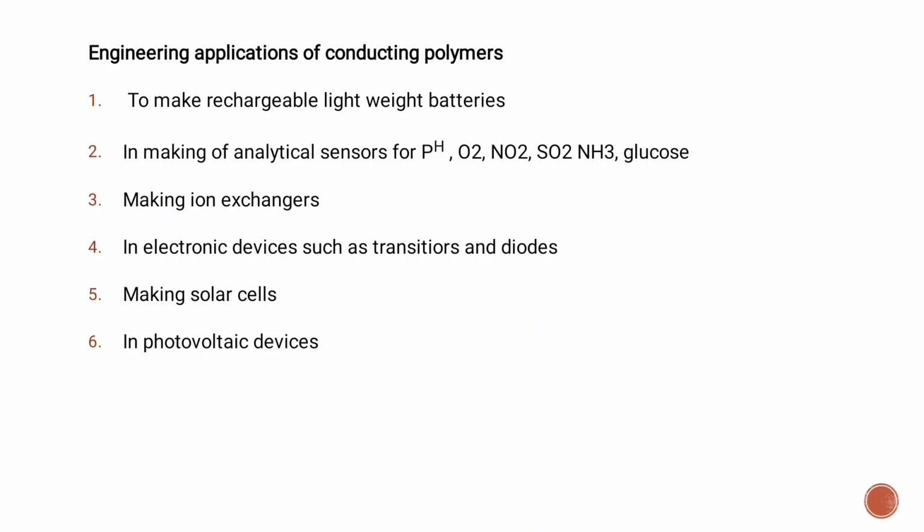Now I am going to discuss engineering applications of conducting polymers. There are several utilities of conducting polymers due to their better physical, chemical, electrical and mechanical properties, their light weight and easy processing. They can be used in making rechargeable lightweight batteries, analytical sensors for pH, O2, NO2, SO2, NH3 and glucose, and ion exchangers. They are also used in electronic devices such as transistors and diodes, and in making solar cells and photovoltaic devices.